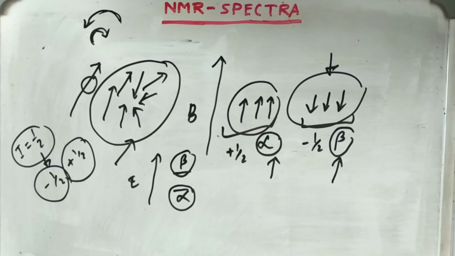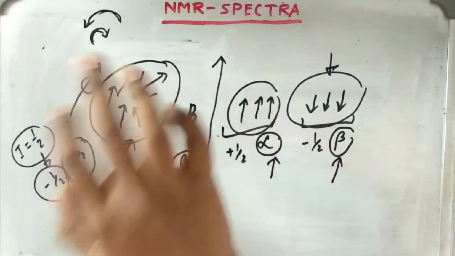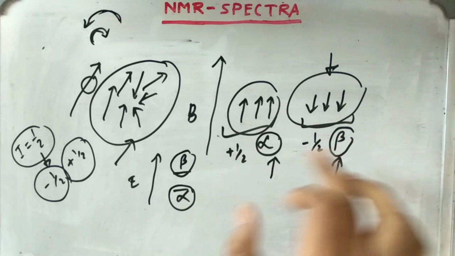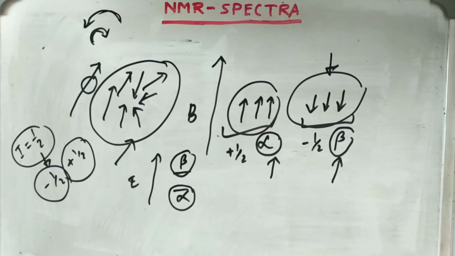So what is happening here is that when we apply any kind of externally applied magnetic field, the degeneracy of these spin states is lifted. Finally we will get two states, alpha and beta spin states. So let's discuss this with a bar magnet.